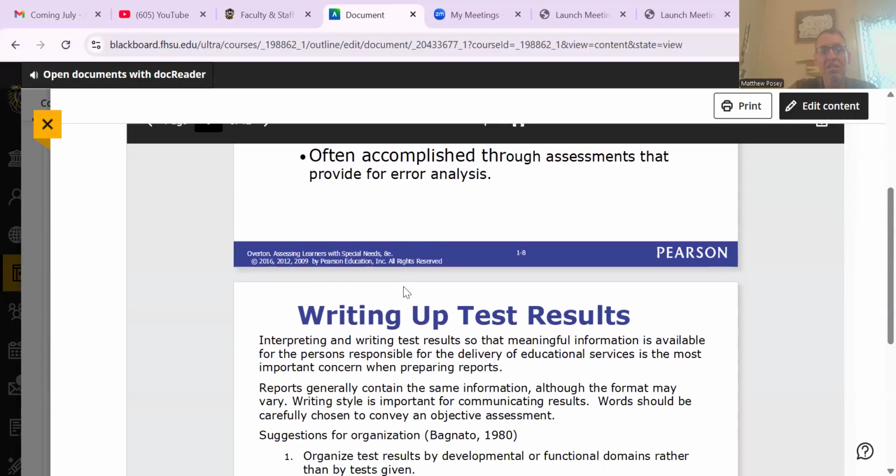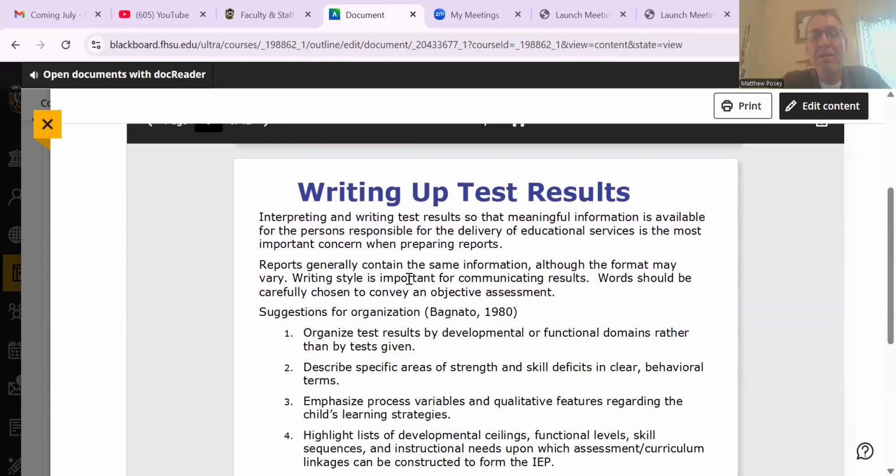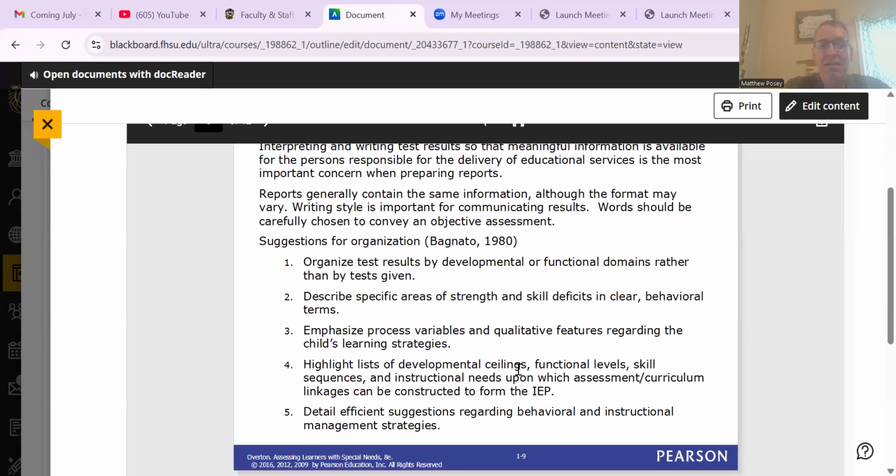Okay, so we accomplish this through the testing. Then we write up the results, just like you guys have been doing in this class, getting to do some of that with writing up results, putting data in visual representations. And so we want to make sure that we organize those results by developmental or functional domains. When the test is given, we want to describe their areas of strengths and skill deficits in the report, which you have been doing. Emphasize variables or qualitative features regarding learning strategies, and highlight some developmental ceilings, functional levels, skill sequencing, and instructional needs.